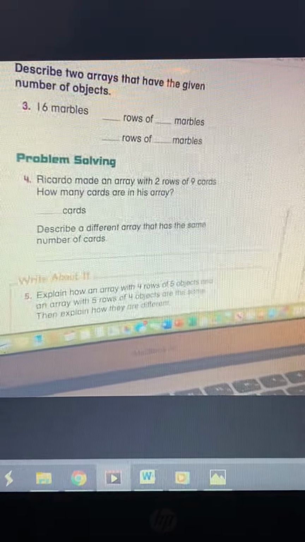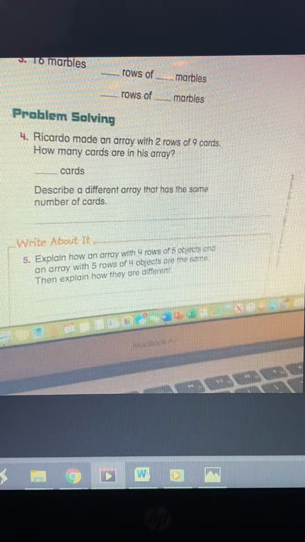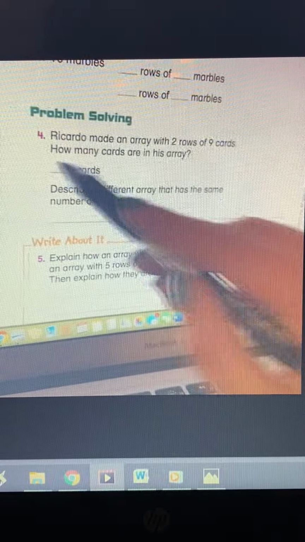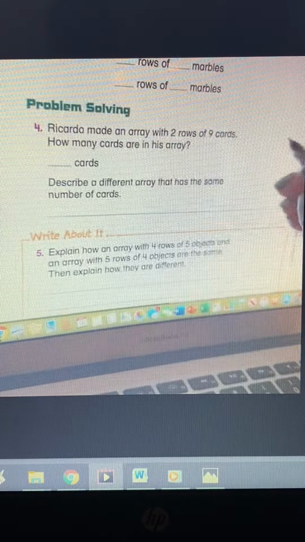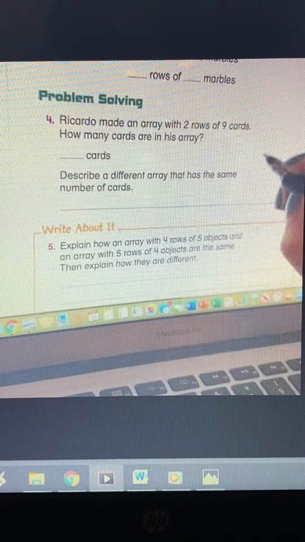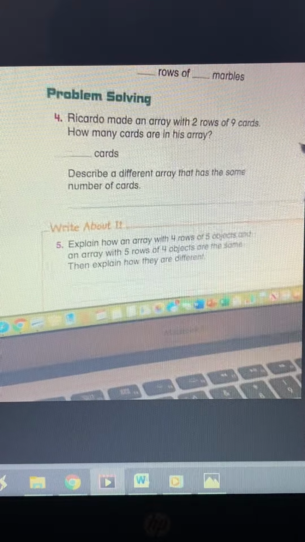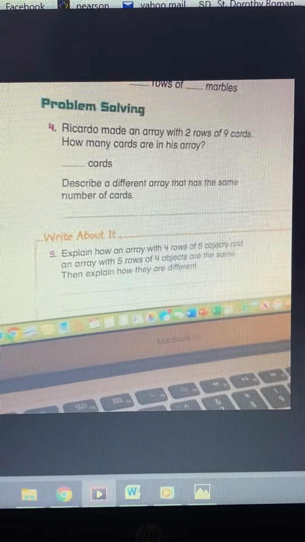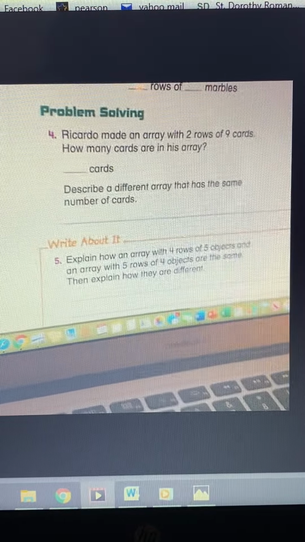Now moving on down to number 4, problem solving. It says Ricardo made an array with 2 rows of 9 cards. How many cards are in his array? So we are going to circle 2 rows of 9 cards and then underline how many cards are in his array. On the side, I can draw it, and I would draw 2 rows of 9. So 1, 2, and then you would draw 9 circles across. And if you count them, you would know that there are 18 cards all together.